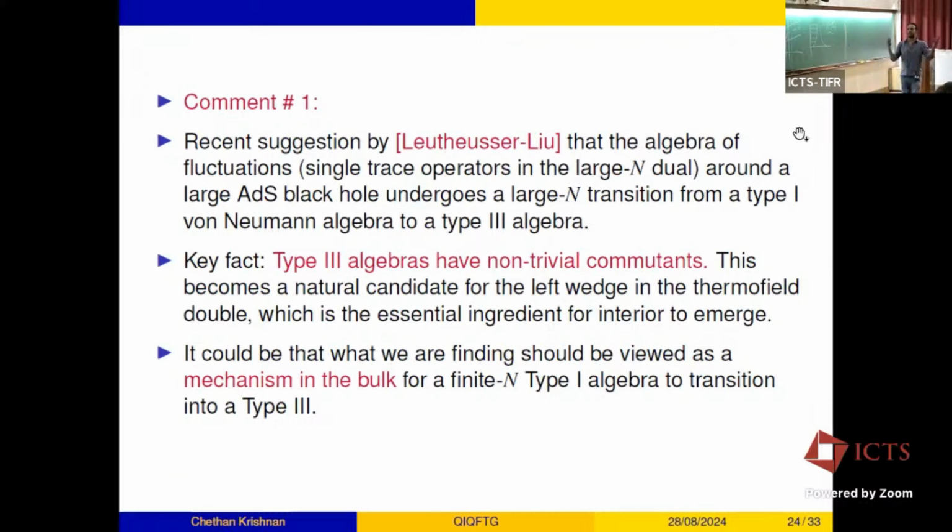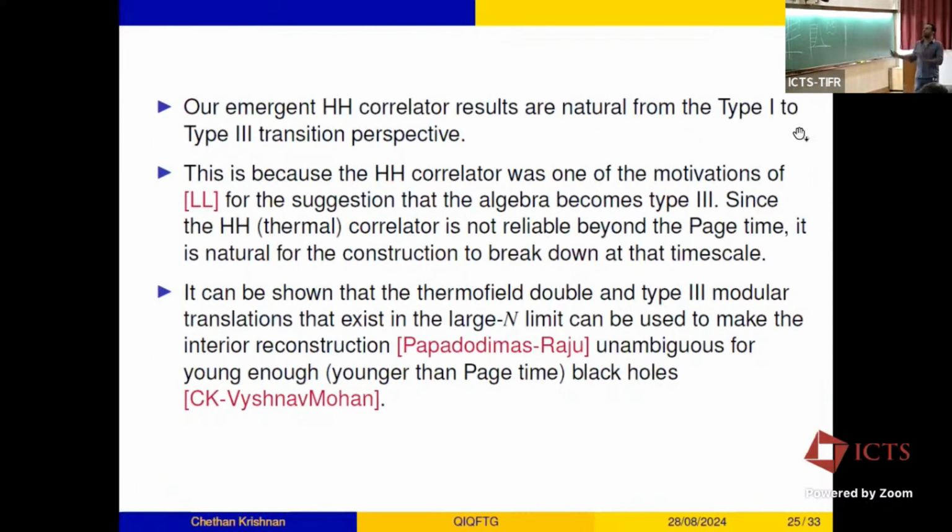Instead of type 1, which is the algebra of the full Hilbert space. The point is that type 3 algebras have non-trivial commutants, which means it's a candidate for the other side of the two-sided black hole. I like to think of it as a bulk mechanism where this sort of thing is happening, because one of the indicators that Leutheusser and Liu use is the fact that the Hartle-Hawking correlator has a spectrum supported on the entire real line, as an argument for the claim that type 3 algebras emerge. So that's kind of what we are seeing here, but from the bulk side.